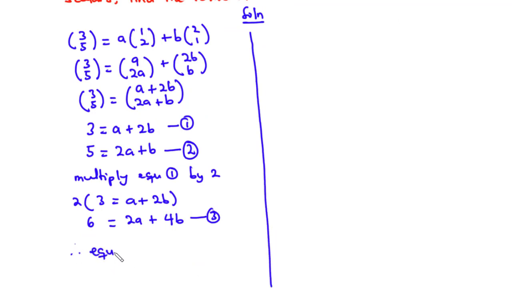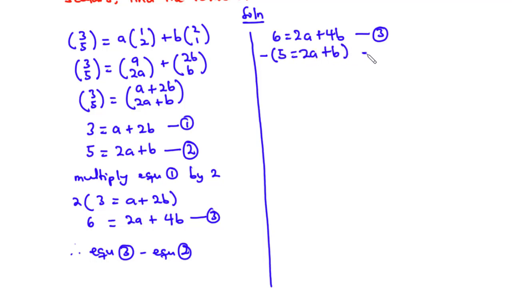Therefore, we say that equation 3 minus equation 2. So this is equation 3. 6 equals 2a plus 4b minus equation 2 is 5 equals 2a plus b. 6 minus 5 is 1. 2a minus 2a is 0. 4b minus b is 3b. So we divide through by 3, and then we have b to be equal to 1 over 3.